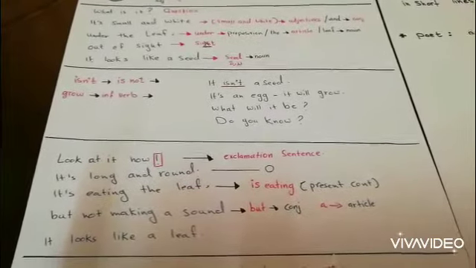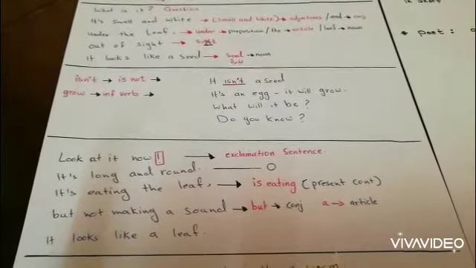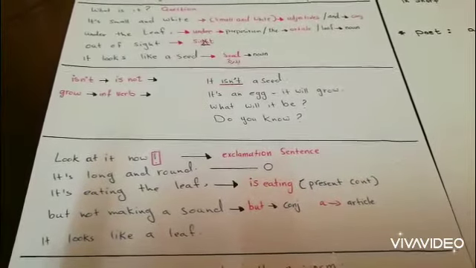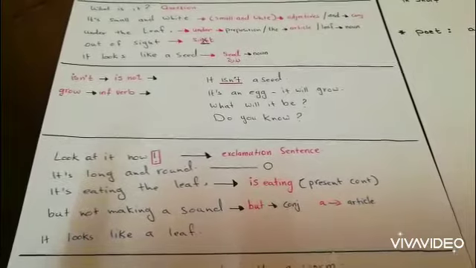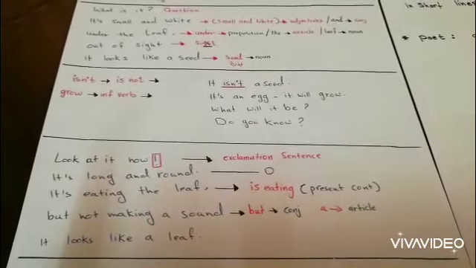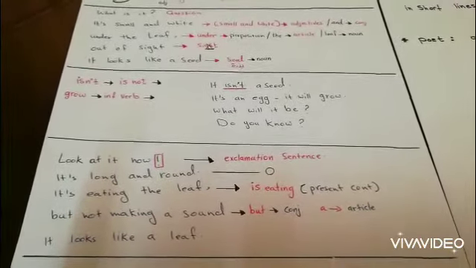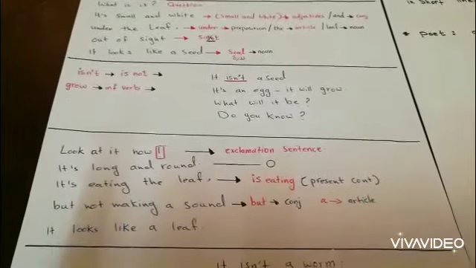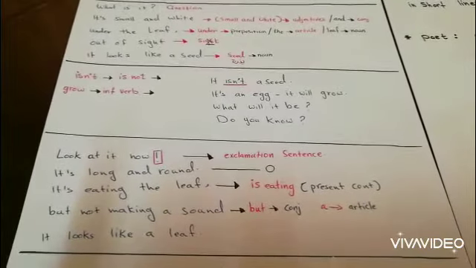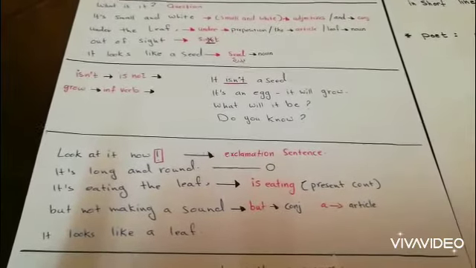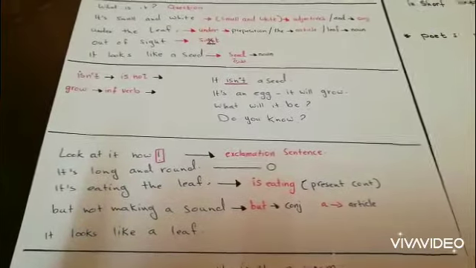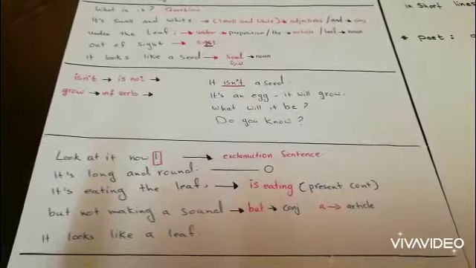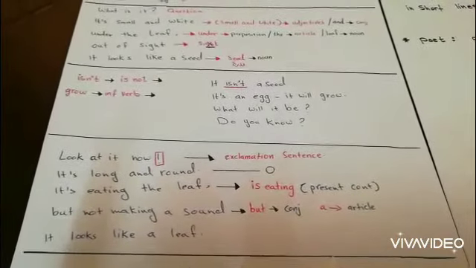It's long and round. It's eating the leaf. تأكل ورقة الشجر. Is eating, here we have a present continuous, مضارع مستمر. But not making a sound. إنها لا تصدر أي صوت. But here we have a conjunction, and a, it's an article.